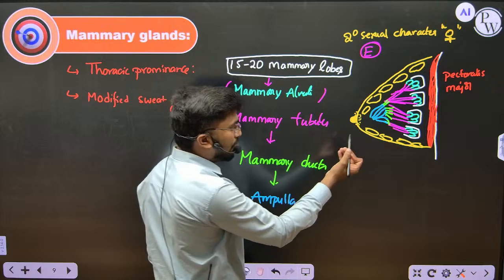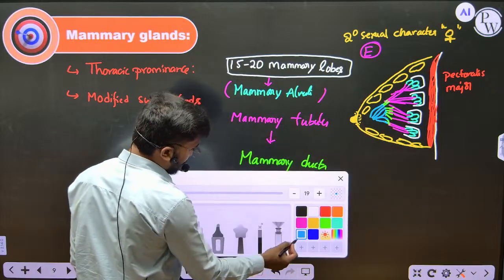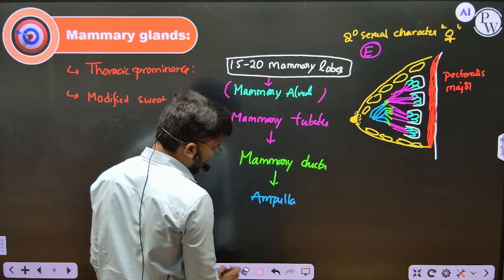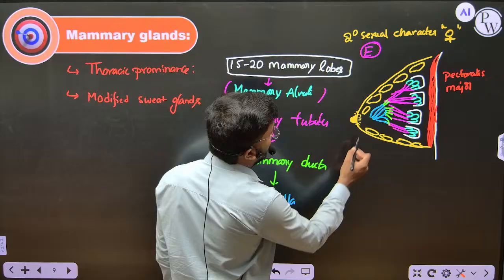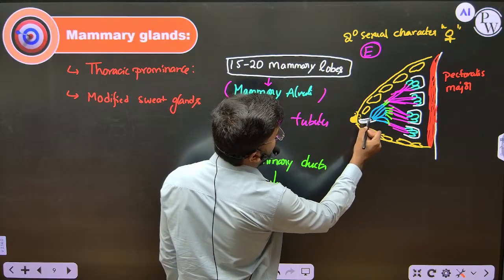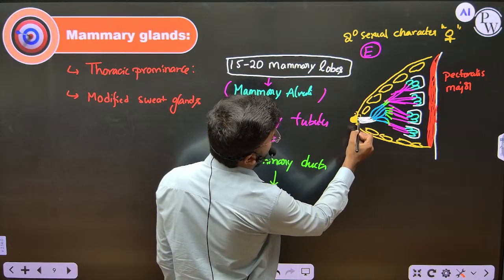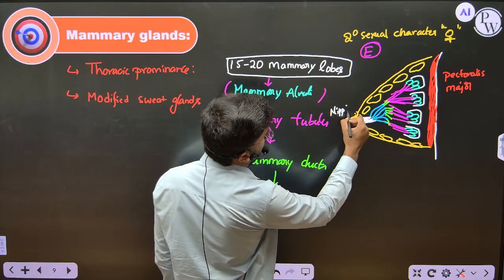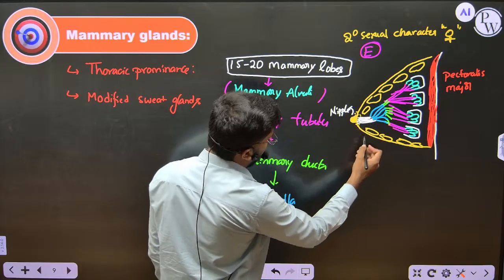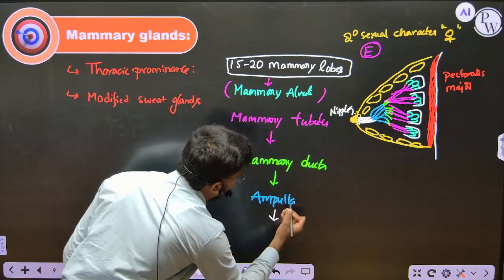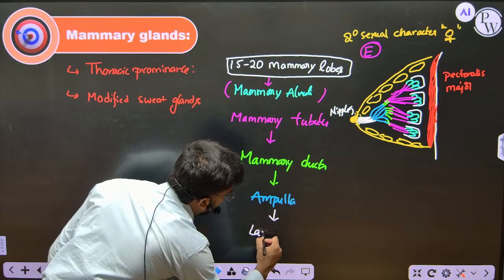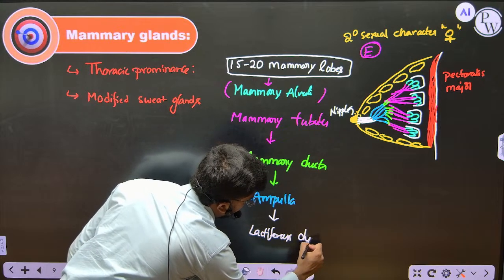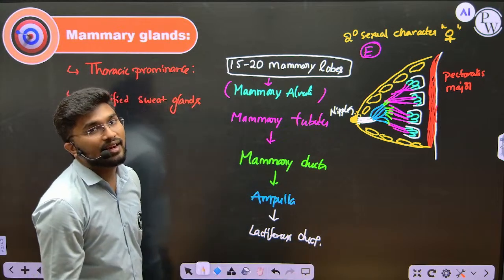This mammary ampulla leads to a duct. What is the duct called? The lactiferous duct, through which it opens outside through the nipple. This is the nipple, and this is the lactiferous duct. So the mammary ampulla leads to the lactiferous duct.